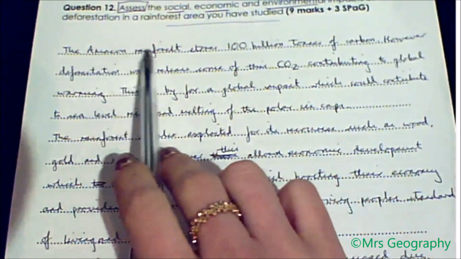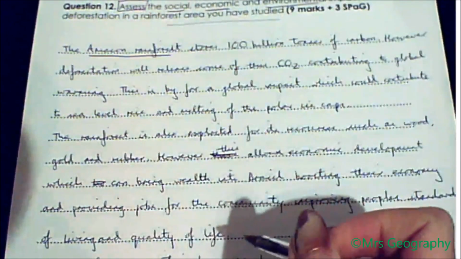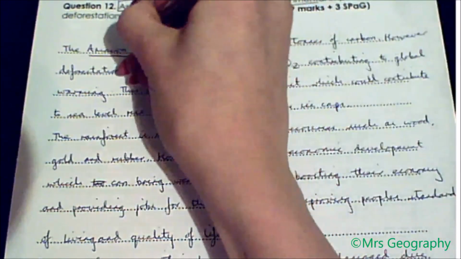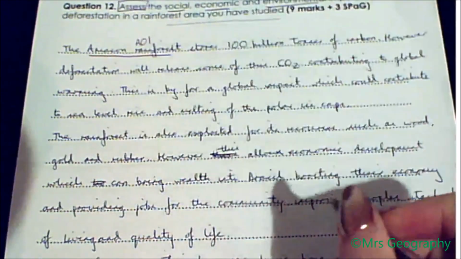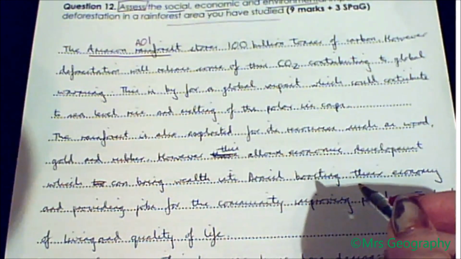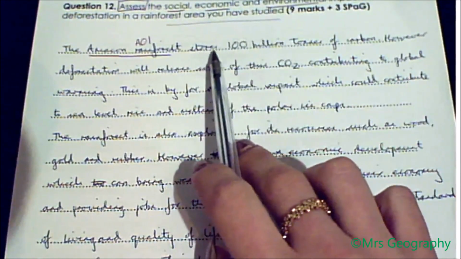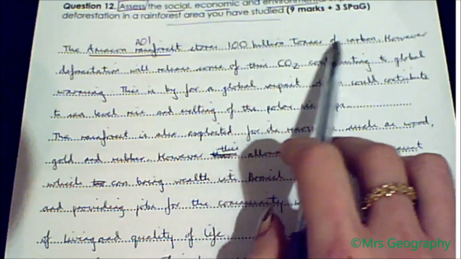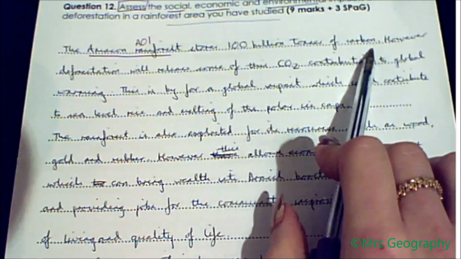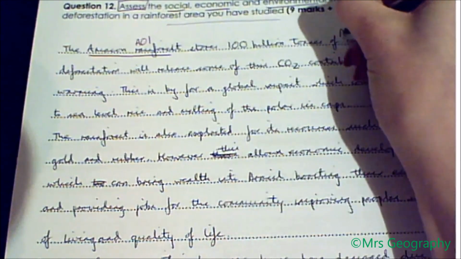So they say the Amazon rainforest. So they instantly say an area they have studied. So that would be AO1, as they are giving us clear knowledge. They store 100 billion tonnes of carbon. So that's them showing their understanding. So that would be AO2.